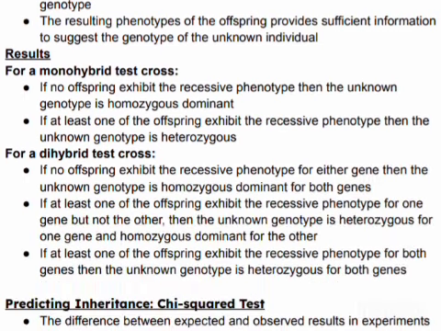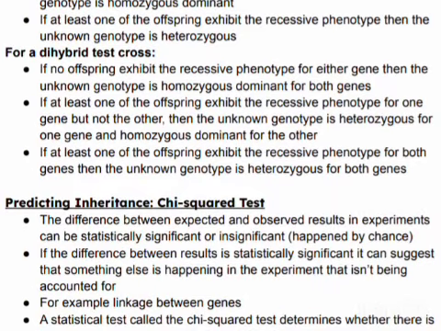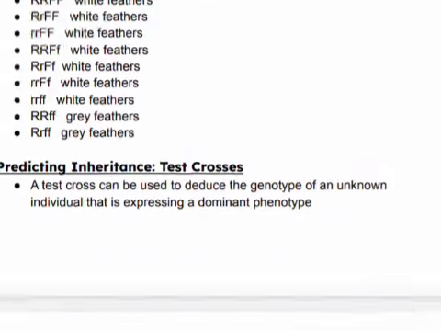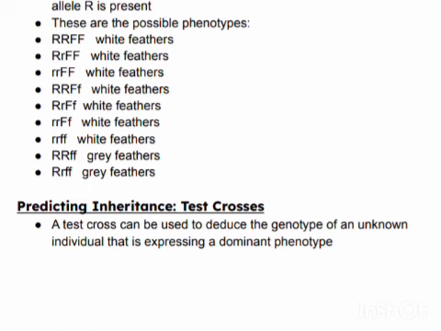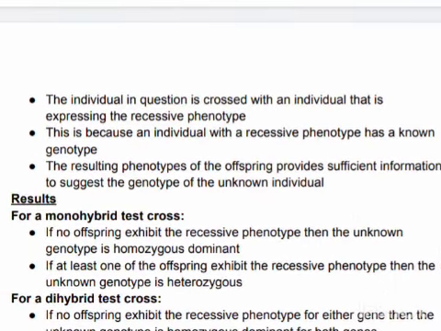Now, results for a monohybrid test cross. In our syllabus we're going to be doing two test crosses, monohybrid and dihybrid. When we're talking about one characteristic, we'll be doing a monohybrid one. For example, the normal tail and scales one was a dihybrid cross, because we were talking about two features. So for a monohybrid test cross, if no offspring exhibit the recessive phenotype, then the unknown genotype is homozygous dominant. And if they do express it, then it's heterozygous.